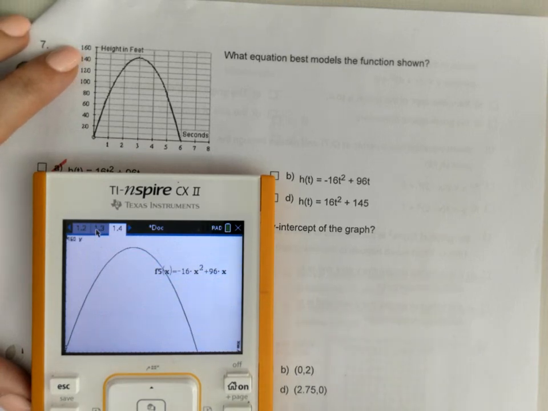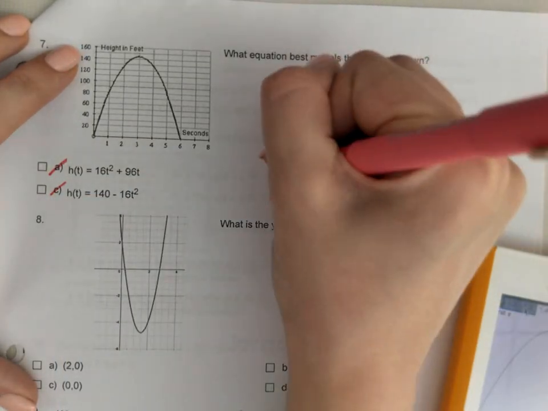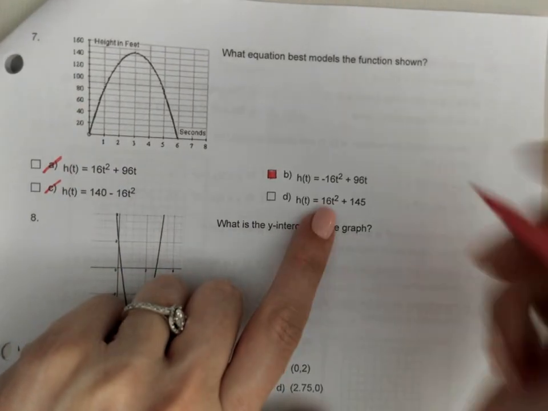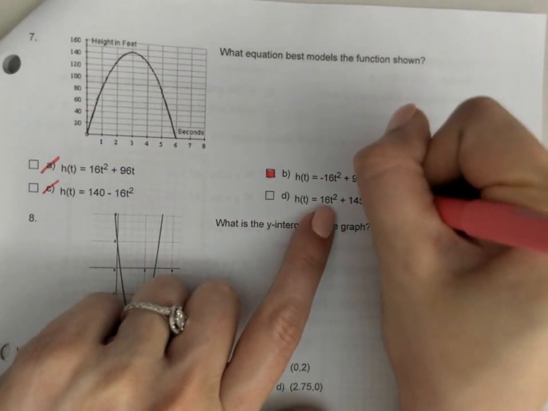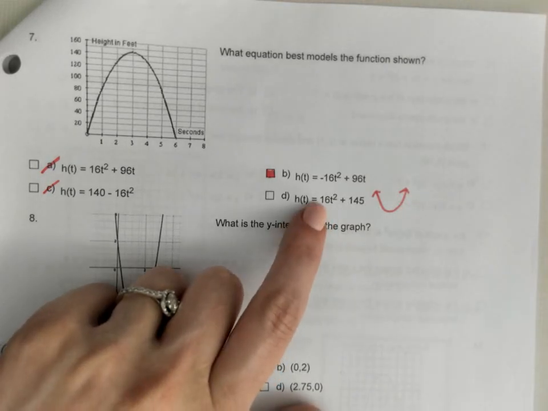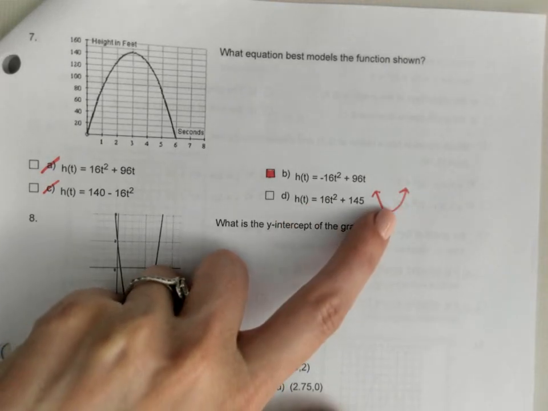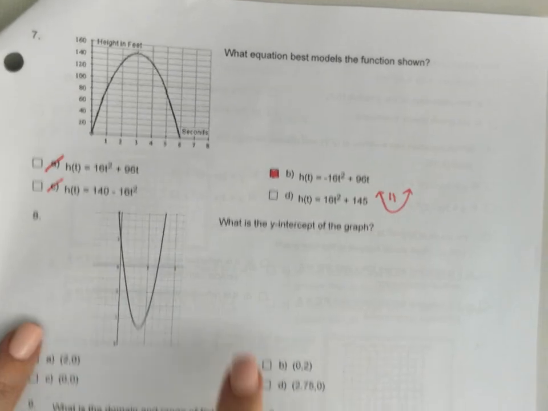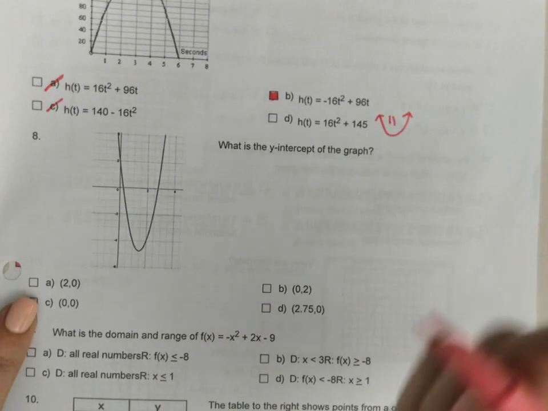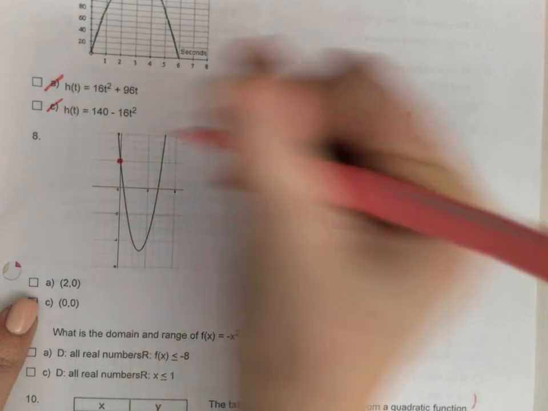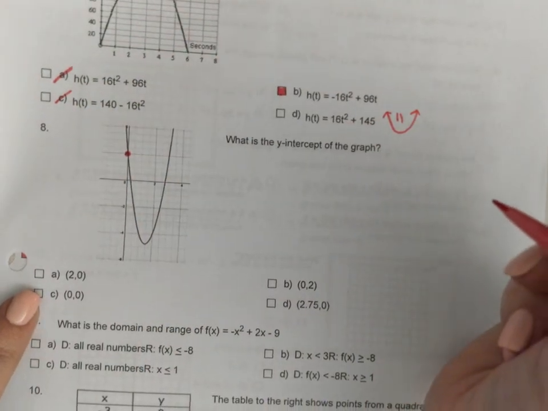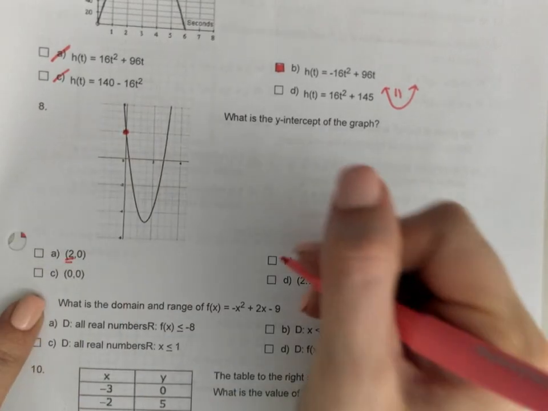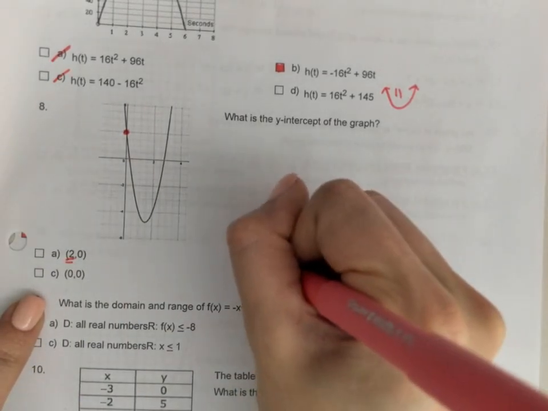Yes, that does look very similar. That is your answer. If I was to check this one, you would see that it is opening up as well, because it has a positive x squared. So it means it's a positive. It's a smiley face. See? All right, what is the y-intercept of the graph? You're just looking for where it's crossing the y-axis, right here at 2. I need to be careful because the y value is 2, so it's not 2, 0, it's 0, 2.